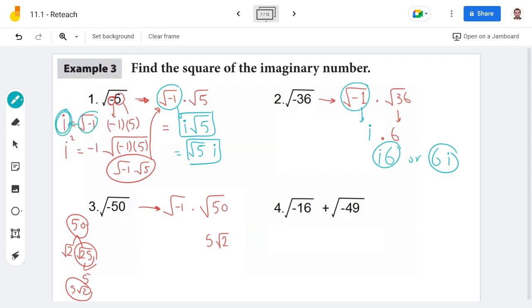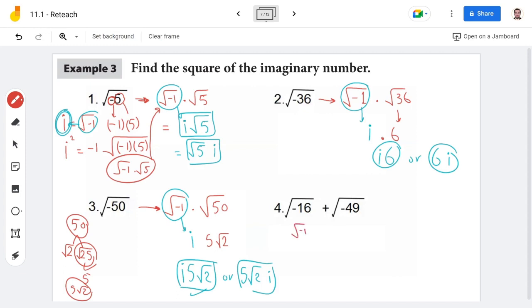And the square root of negative 1 is equal to what? It is equal to i. So now your final answer will be i 5 square root of 2, or you can write 5 square root of 2 i. This one or this one, both of them are the same. But always try to write i before the number if you have a square root. Now, this one, split the square root.